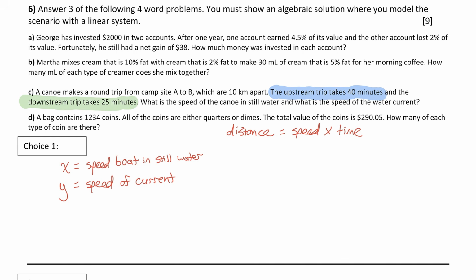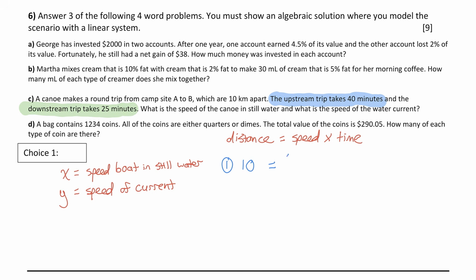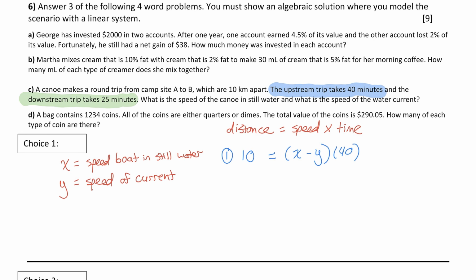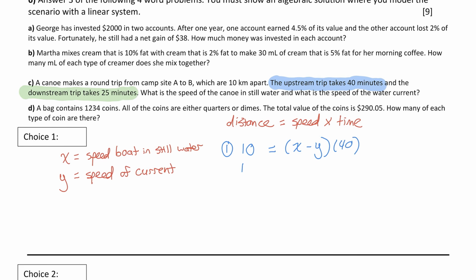For the upstream trip, the distance traveled is 10 kilometers. The speed, if they're traveling upstream, will be the speed the boat can go in still water minus the speed of the current, right? The current is going against the boat, so it's going to slow it down. So my speed in the upstream trip is going to be X minus Y. And I know that takes 40 minutes, so I'll multiply that by 40. I suppose I could simplify this equation a little bit by distributing the 40 to the x and the negative y to get 40x minus 40y.